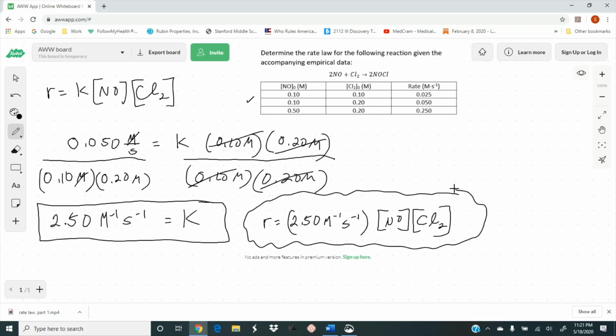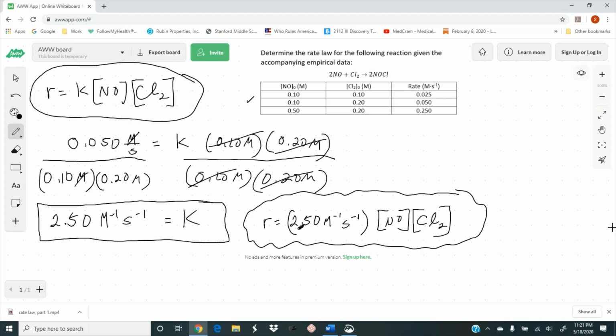Sometimes people don't like doing the whole thing this way. They just leave it like this, and then they tell you what the K is so you can plug it in, because it looks less messy. But either way, you need a K in order to be able to calculate this thing, and you need to know the orders. And that's what we just did.